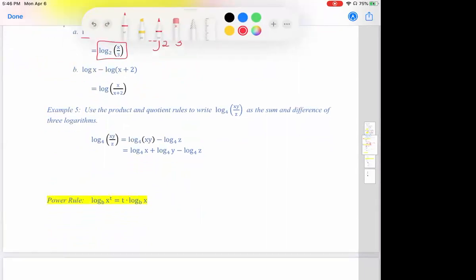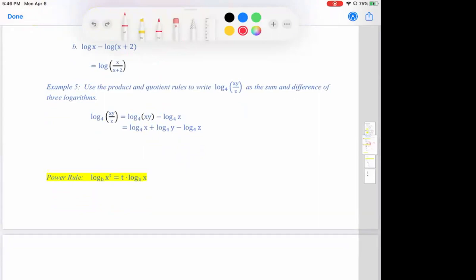Now remember, I can use these both ways. So I can use it to condense to one log, or I can use it to expand it to use several logs. Let's take a look at example 5. Use your product and quotient rules to write log base 4 of x times y over z as the sum and difference of logarithms. So in other words, it wants you to completely expand. Write it with as many logs, just try to make it as lengthy as possible.